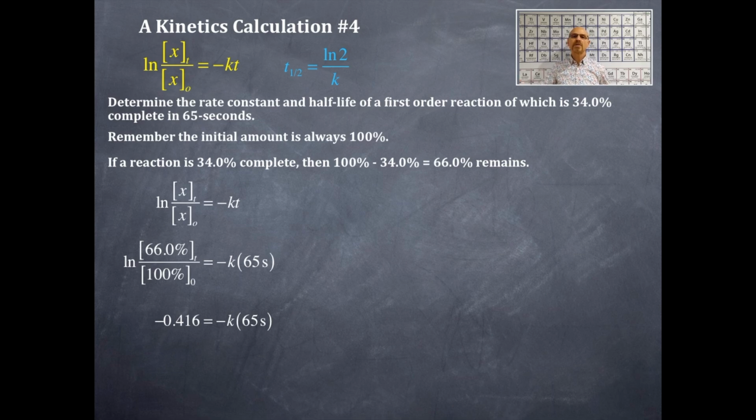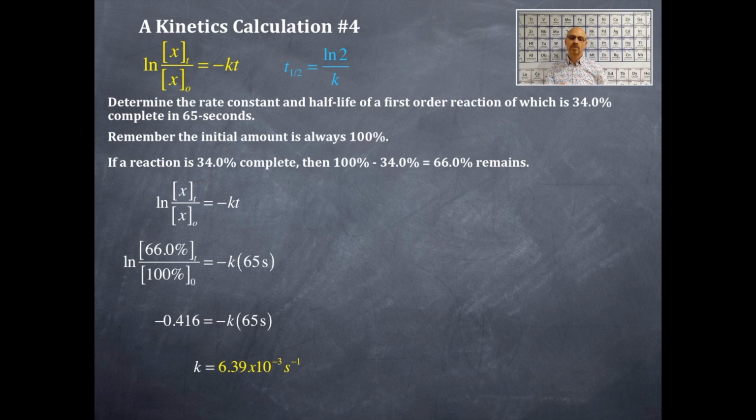We're going to divide both sides by negative 65, and then we have per second for the rate constant, which is, of course, a positive value. It's always a positive value. So the rate constant here in this case is going to be 6.39 times 10 to the negative 3 per second. All right, hopefully that half of the problem makes sense for you.